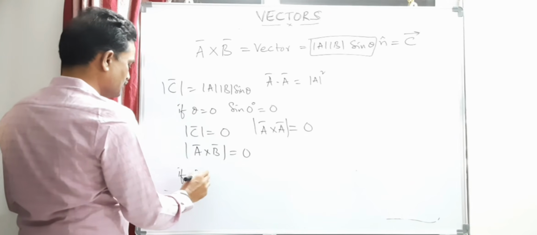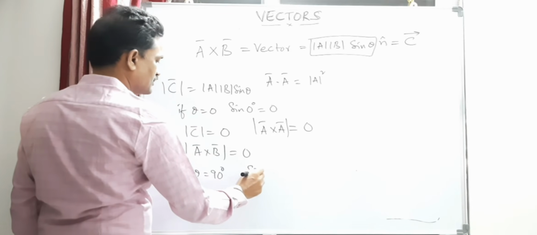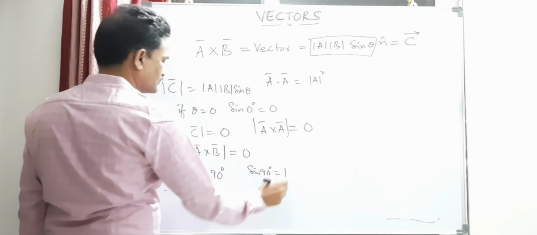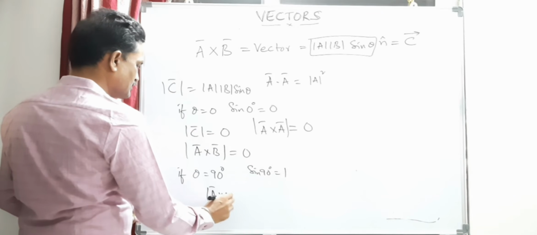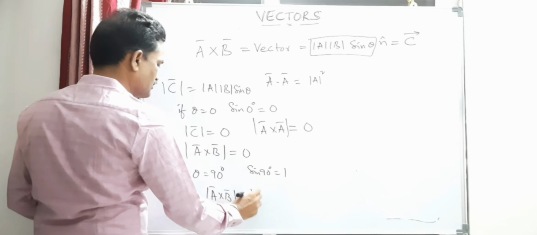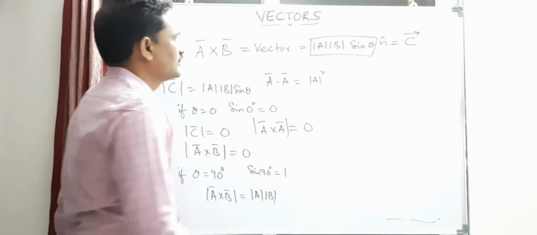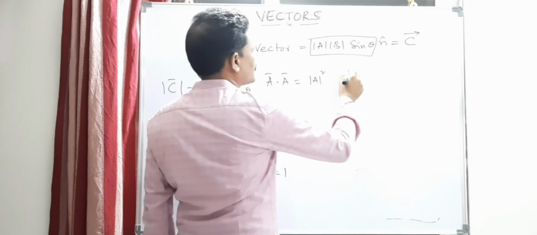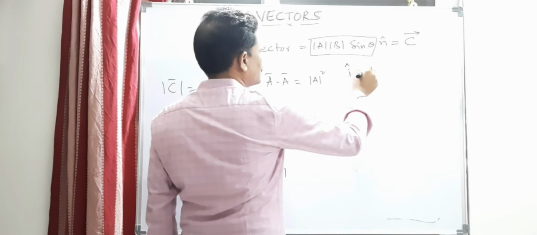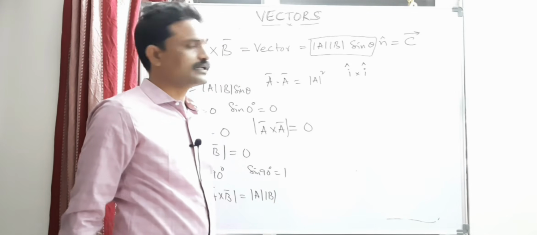Next, second one. If theta is equal to 90 degrees, then sin 90 degrees is equal to 1. So in that case, mod A cross B is maximum, that is equal to mod A into mod B. As we wrote I dot I, J dot J and K dot K, here also we will take the unit vectors I, J, K, and let us see their relations.